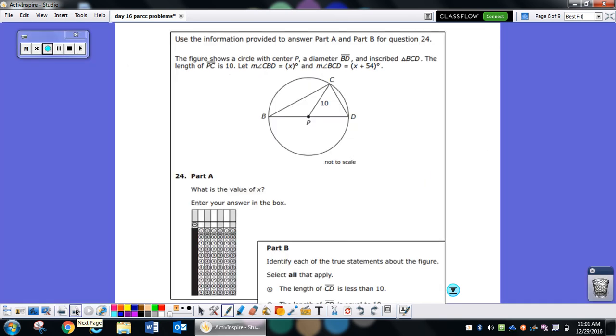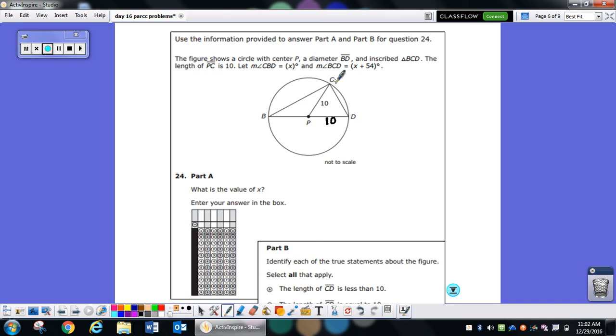Alright, now you're going to turn to question 24. Again, we're going to use the information in part A and B for the question. We have circle P, diameter BD, so you can see segment BD goes right through the center, and you have a triangle in there. The length of segment PC is 10, and that is a radius, so we also know the length of segment PD is also 10. So we might have an isosceles triangle here.